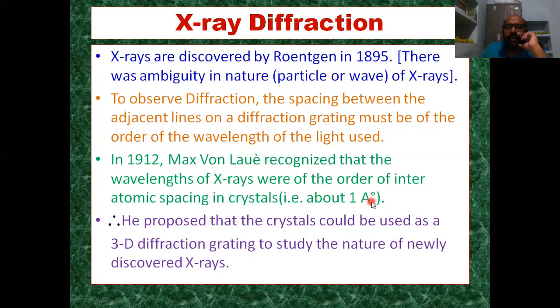So therefore, we can get the diffraction pattern with a crystal as a three-dimensional grating. And it is difficult to design a grating plate with that much line spacing, 1 angstrom line spacing. It is difficult physically in manufacturing the grating. Okay, therefore, that problem is resolved by using the crystals as three-dimensional grating plates, gratings.